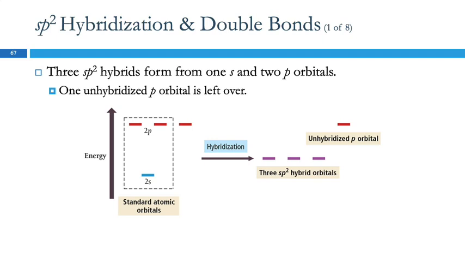Okay, well, what if you have 3 orbitals that hybridize with each other? So again, I'm going to draw the hotel floor here. So there's that S room.